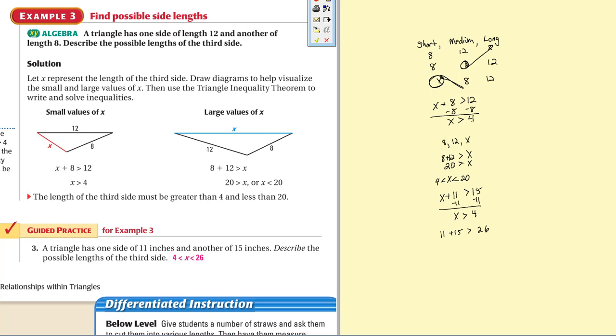So it's between 4 and 26. And again, we write it, x is between 4 and 26. So that's how they get that answer at the bottom.